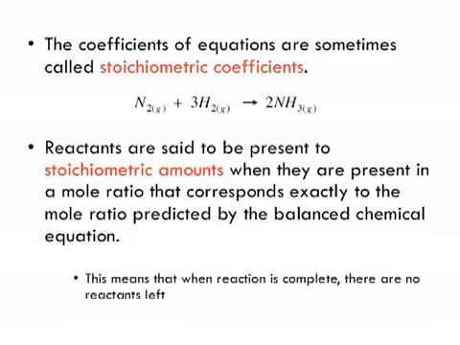product. So reactants are said to be present in stoichiometric amounts when they are present in a mole ratio that corresponds exactly to the mole ratio predicted by the balanced chemical equation. This means that when the reaction is complete, there are no reactants left. So what we have is we're using up both, let's say, the nitrogen gas and the hydrogen gas. We're using it up completely, meaning that there's nothing left over, and everything has been put together. Ideally, that would be great to happen, but realistically, that's not what happens.